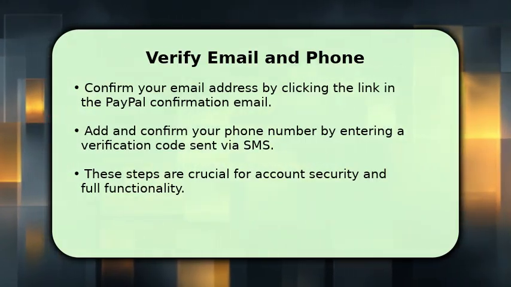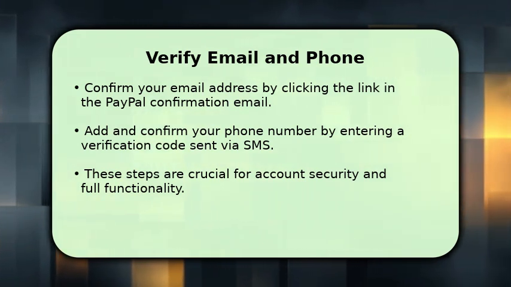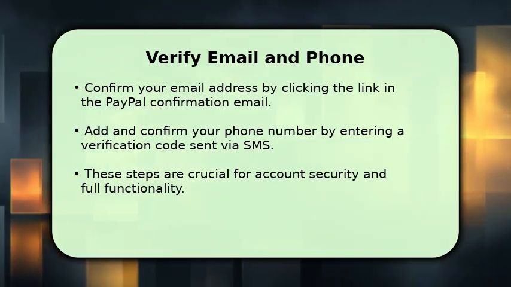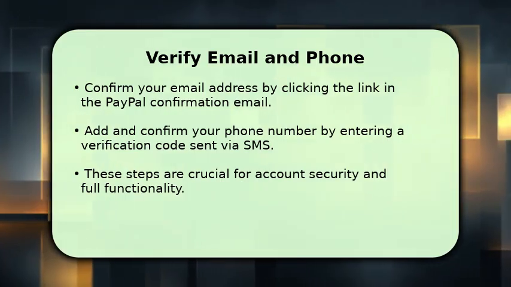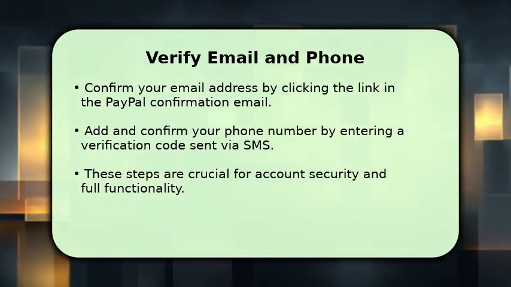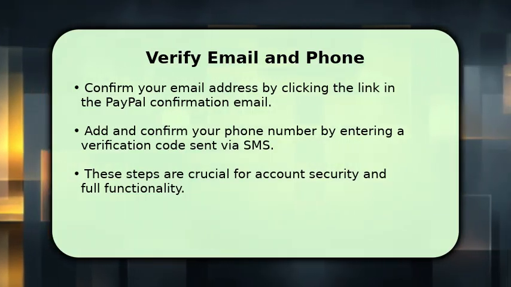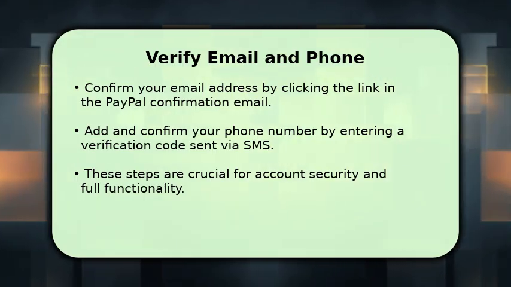Next, it is essential to confirm your contact information. First, check your email inbox for a message from PayPal and click the verification link provided. Then, add your phone number to your account settings. PayPal will send a unique 6-digit verification code via text message. Enter this code into your PayPal account to confirm your number. These steps are vital for security and to unlock all account features.